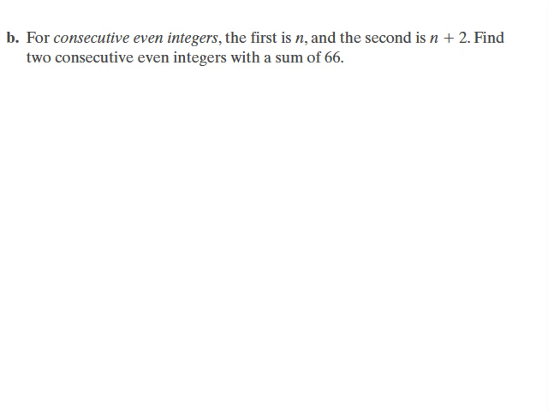For 2B, it says for consecutive even integers, the first is n, the second is n plus 2. Find 2 consecutive even integers with the sum of 66. So we would have n plus n plus 2 equals 66. We can combine the two n's together to get 2n. So we have 2n plus 2 equals 66.